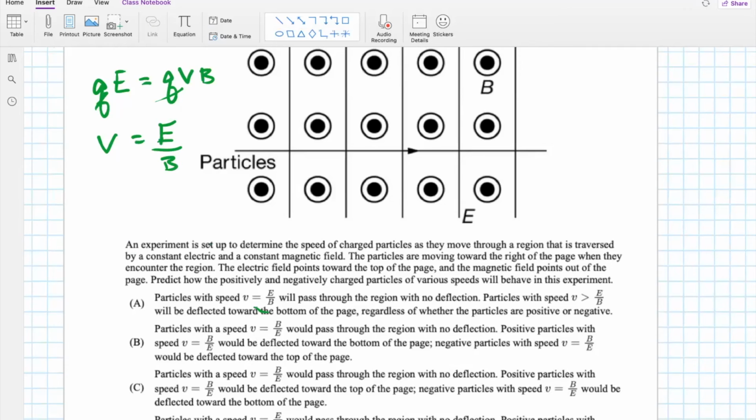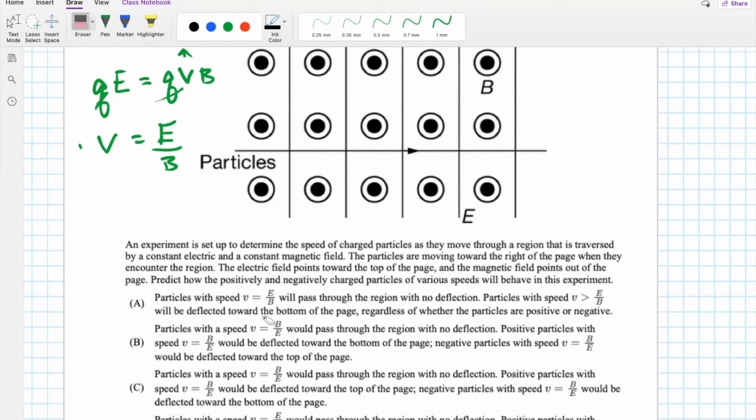Particles with a speed V equal to E over B will pass through the region with no deflection. Particles with a speed greater than that, so let's say that goes up, will be deflected toward the bottom of the page, regardless of whether the particles are positive or negative. Okay, so let's go ahead and do a right-hand rule for the positive particle real quick.